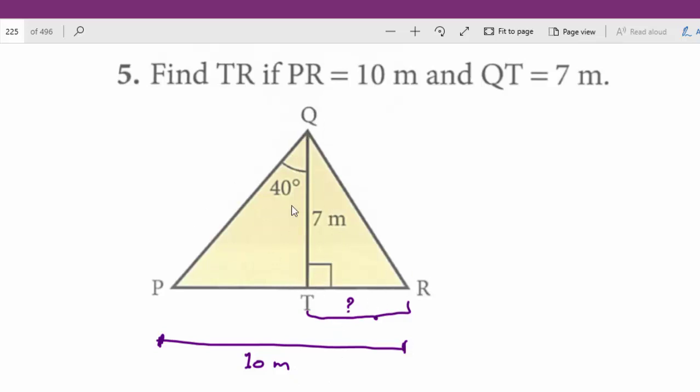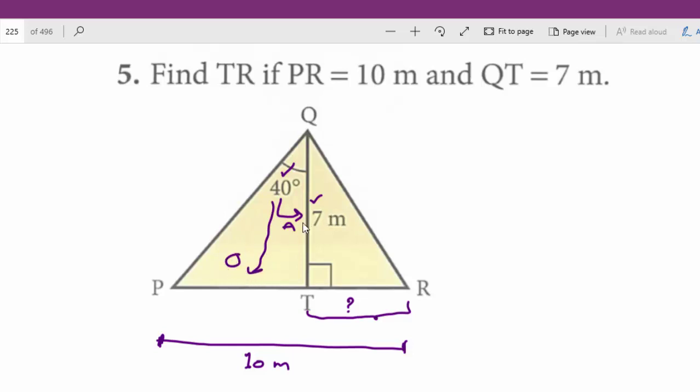Now what I know is this angle, which is 40 degrees. How can I use this angle and this side to find this piece of PR? If I know PT, which is opposite the 40, I would be able to find TR, because if I subtract PT from 10, what's remaining is TR. Now, PT is opposite according to this angle, and this is adjacent. The hypotenuse is not given.